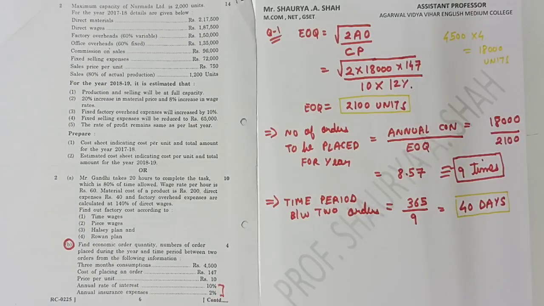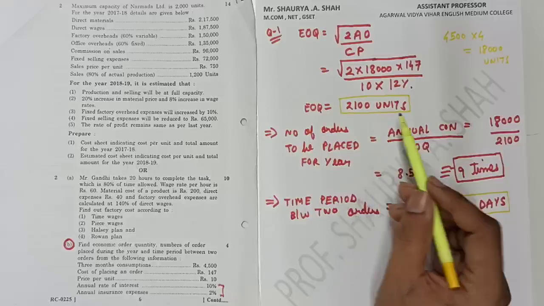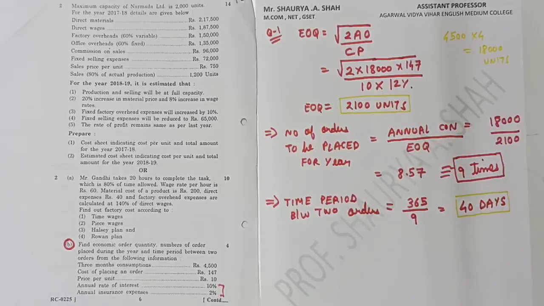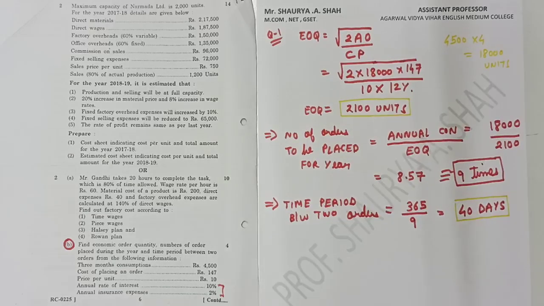So 40 days. Suppose I start my year on 1st January, then after 40 days I need to place an order. Once I place the order, for the second order I need to again wait for 40 days. Then 40 days goes on and on, right? So in an entire year, I have the economic order quantity of 2100 units. The first answer. The second is the number of times we place the order during the entire year, that is 9 times. The third is the time period between the orders, that is days in a year divided by number of orders, so we get the answer of 40 days. I suppose it is clear to each and every student.